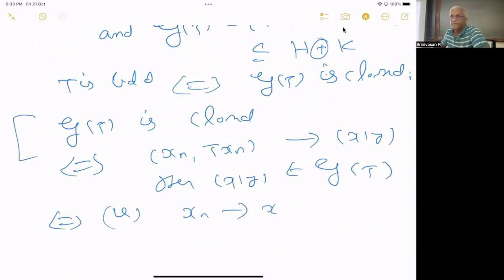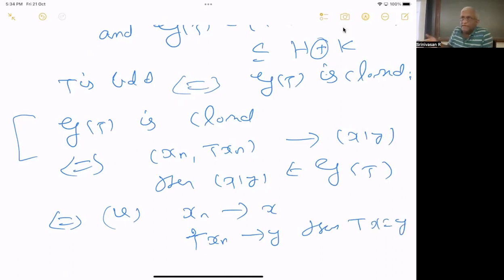If you want to say what the use of the closed graph theorem is: to say a function is continuous, you have to show that if Xn converges to X, then f of Xn converges to f of X. Here it's much simpler. If Xn converges to X and T of Xn converges to Y, then T of X should equal Y. That is a very weak criterion; the graph of T being closed is a very weak criterion.